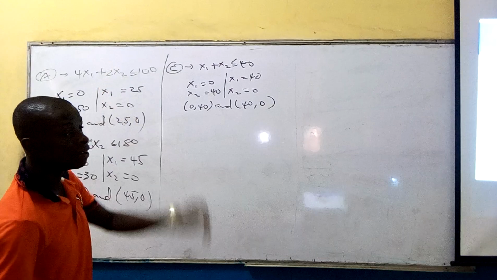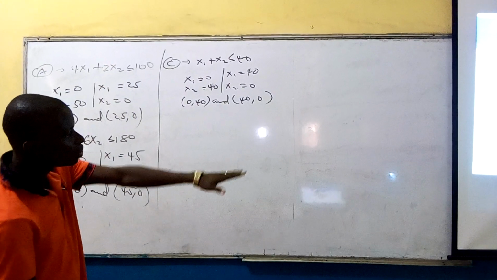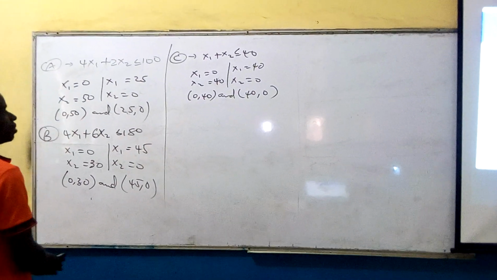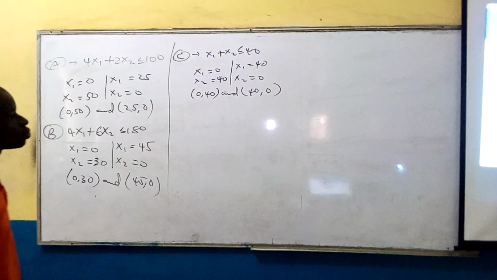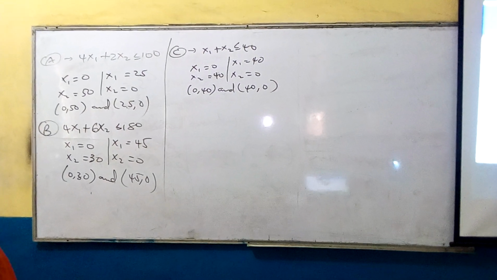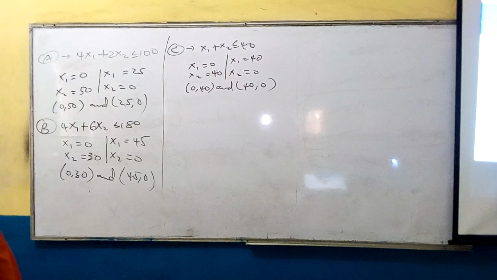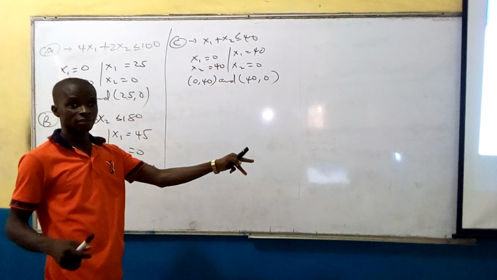Then the other constraints, that x1 is less or equal to 20. That's a straight line, a vertical line, and x2 more or equal to 10 is a horizontal line. So after getting this, we plot. Just plot the constraints.